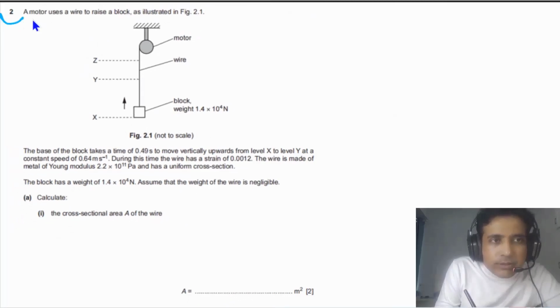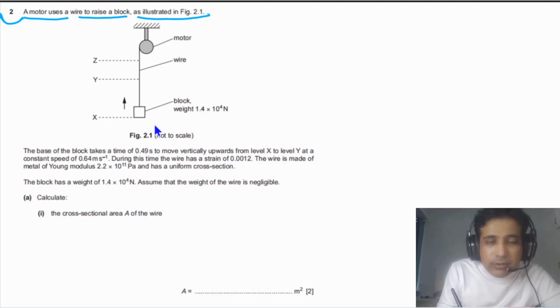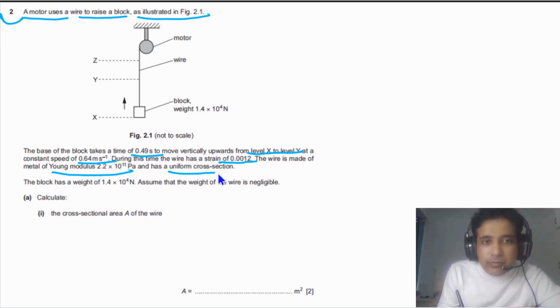For our second question, it is given that a motor uses a wire to raise a block as illustrated in figure 2.1. The base of the block takes a time of 0.49 seconds to move vertically upwards from level X to level Y at a constant speed of 0.64 meters per second. During this time, the wire has a strain of 0.0012. The wire is made of metal of Young's modulus 2.2 times 10 to 11 pascals and has a uniform cross section. The block has a weight of 1.4 times 10 to 4 newtons. Assume that the weight of the wire is negligible.